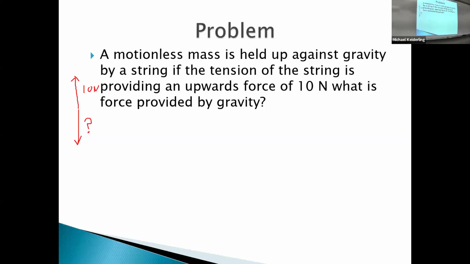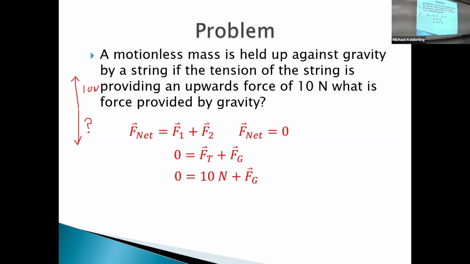So we have 10 newtons up, some amount down. The total has to be 0 because the object isn't moving. That was actually a pretty good demonstration that gravity pulls down on a 1 kilogram mass with about 10 newtons of force. So the tension plus G, 10 newtons of force in tension, plus the force of gravity. Force of gravity is going to be minus 10 newtons down.